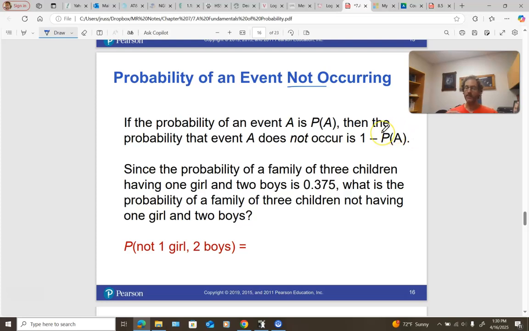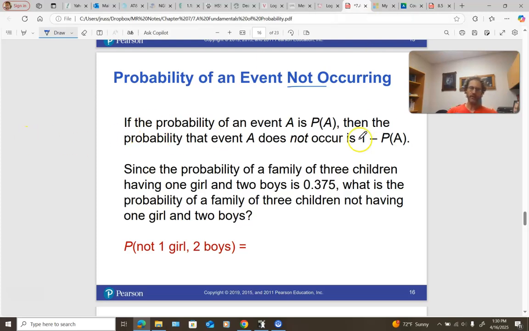Okay? I used this in that example a second ago, except I didn't use 1, I used 100%. But if you're using decimals for probabilities, then it's going to be 1 minus the probability that event occurs.